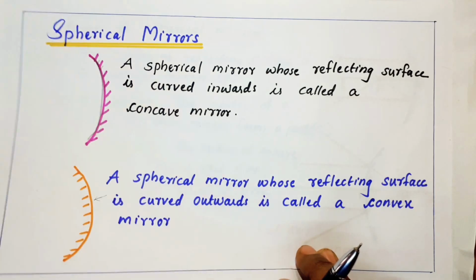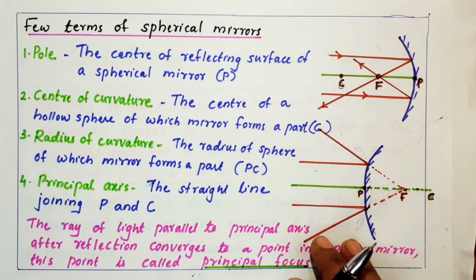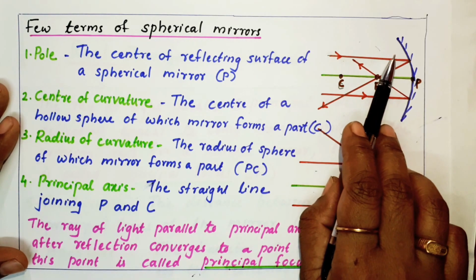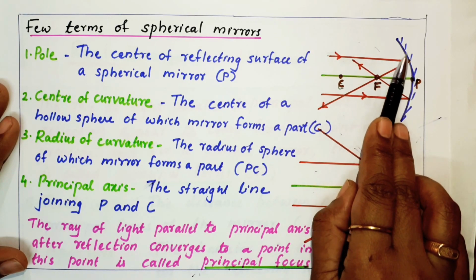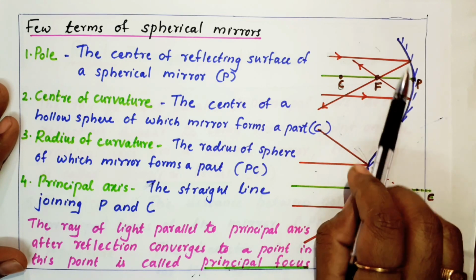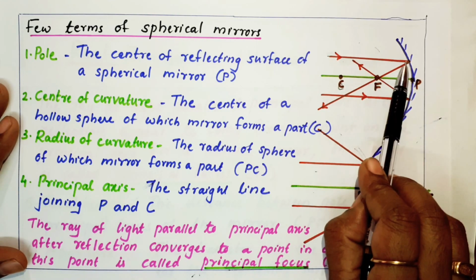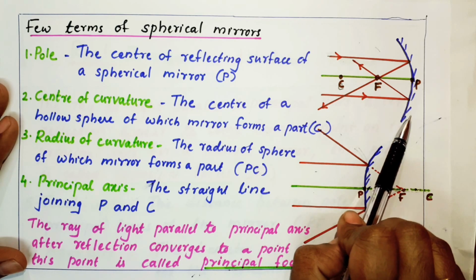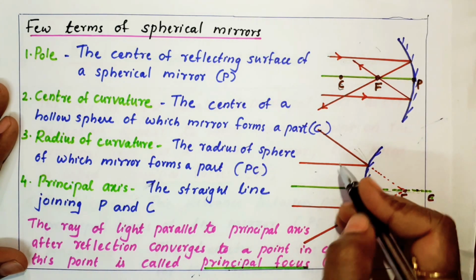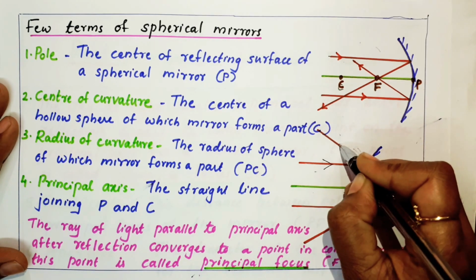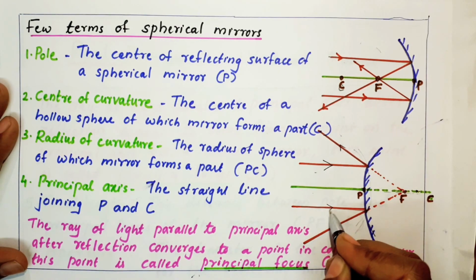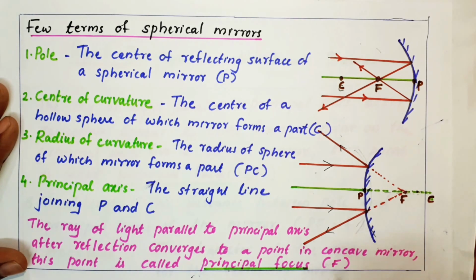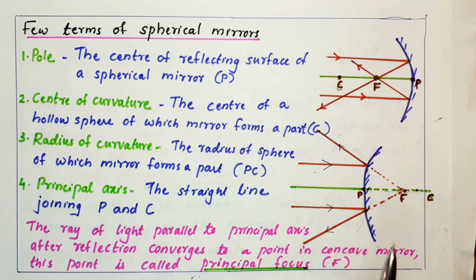Now I want to discuss a few terms. Few terms we are using for the spherical mirrors. See this. This is a surface, and in this surface the light is falling on the curved region. So this is which mirror? Concave. But see this diagram. In this diagram, the light is falling on which surface? The light is falling on the bulged surface. So this is a concave mirror, and this is which mirror? Convex mirror.